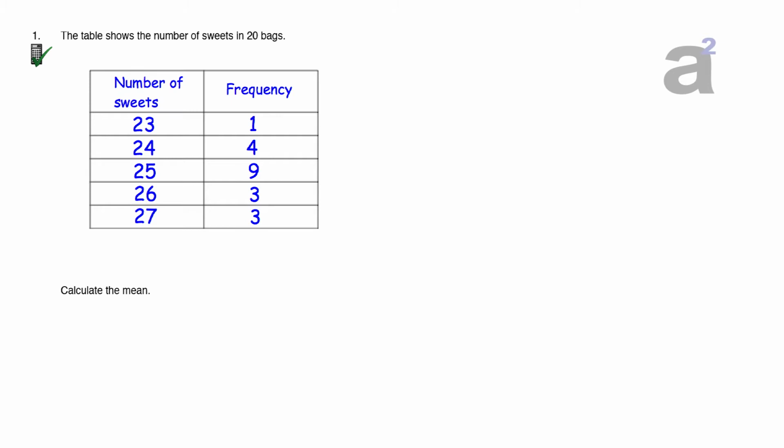Like this, 25 we have to add 9 times. So instead of that, we make one more column which is x times f. X is the number of sweets and f is the frequency, how many times it appeared. So f times x means 23 times 1, which is 23. 24 times 4, which is 96. 25 times 9, 225. 26 times 3, 78. 27 times 3, which is 81.